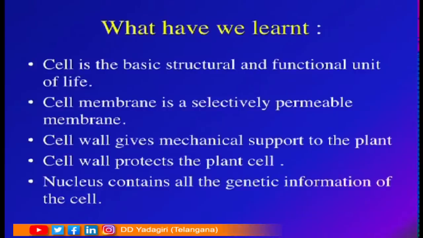So shall we recall once again what we have learned? The cell is the basic structural and functional unit of life. The cell membrane is a selectively permeable membrane. The cell wall gives mechanical support to the plant. The cell wall protects the plant cell. The nucleus contains all the genetic information of the cell. Children, have you understood the lesson completely? Am I clear to all of you?